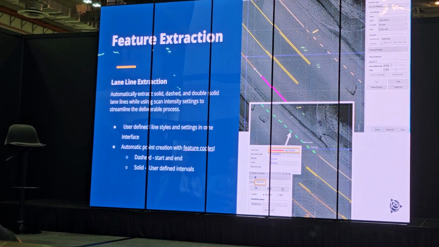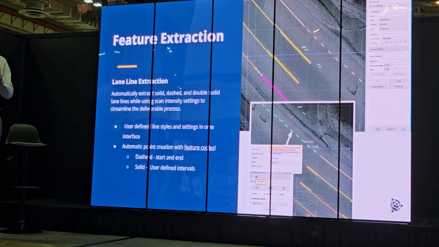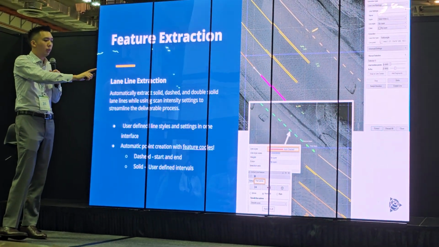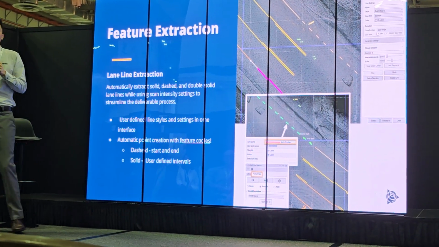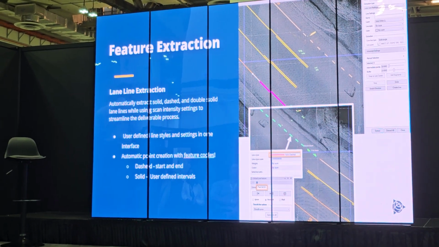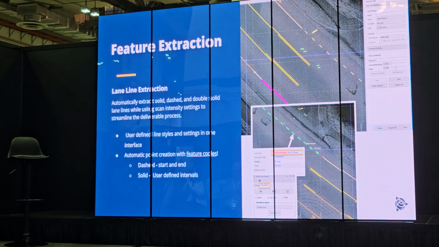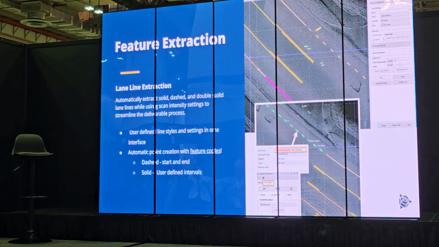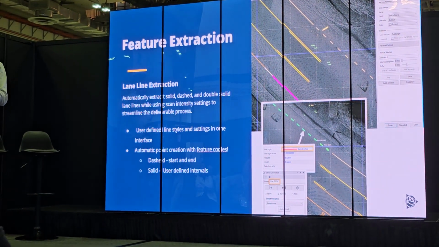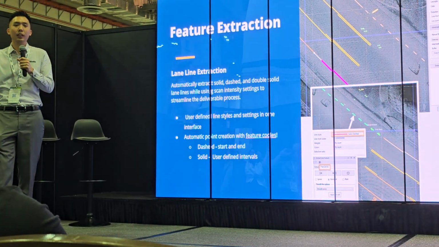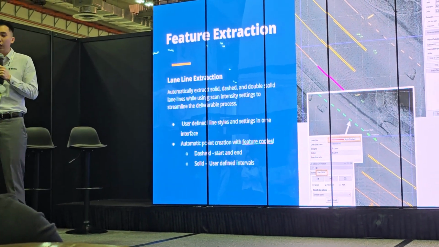Okay, so feature extraction, lane line features I already mentioned just now, detecting single line, double lines or dash lines automatically from the point cloud data and the intensity values. So if you want to create, for example, traffic marking plans from your scan data, we have a lot of tools in place for that. Whether it's the lane lines or the symbols, you can do all that creation in TBC.